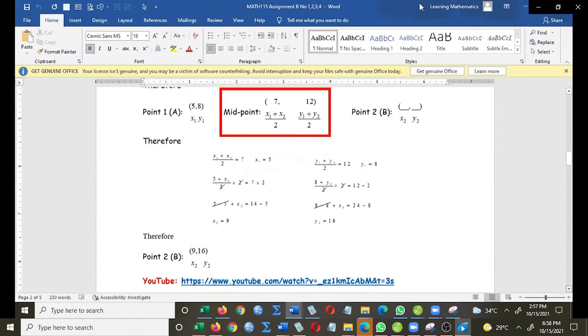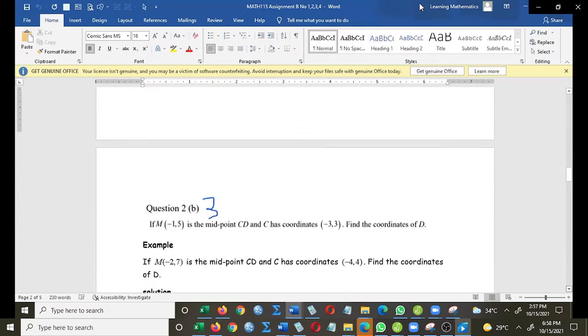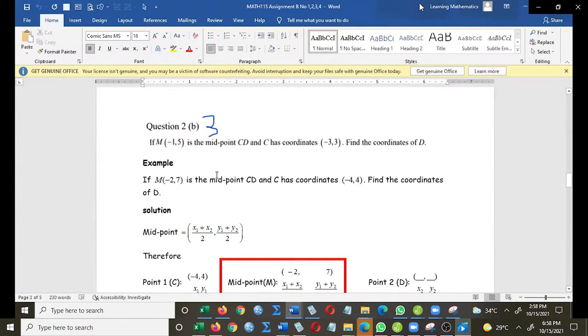So we're moving on now to number 2 part B. It says if M is the midpoint, find the coordinates. Again, you have to provide us with 2 numbers. What are the coordinates of D? Anybody, what did you get? I got 1, 7. 1 and 7? Yes, sir. Anybody else got 1 and 7?